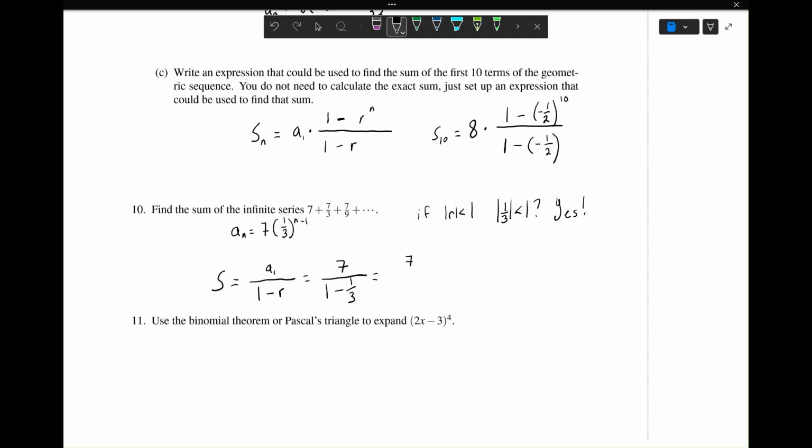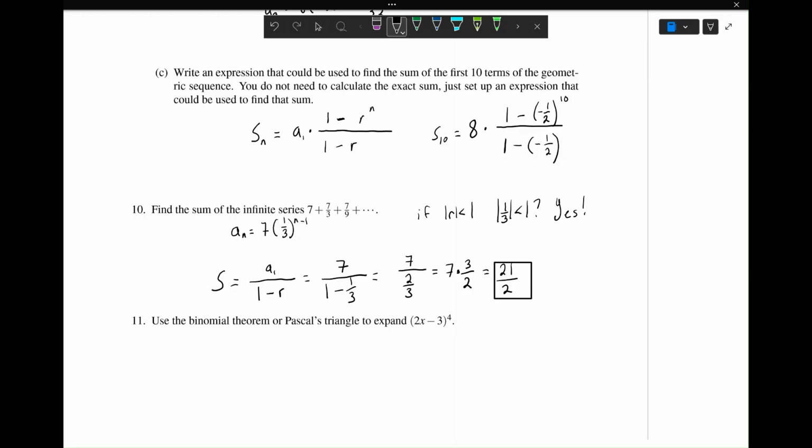So that equals 7 over 2/3. Dividing by 2/3 is the same as multiplying by 3/2. And so this equals 21 over 2. And there you have it. That's how we find this infinite sum.